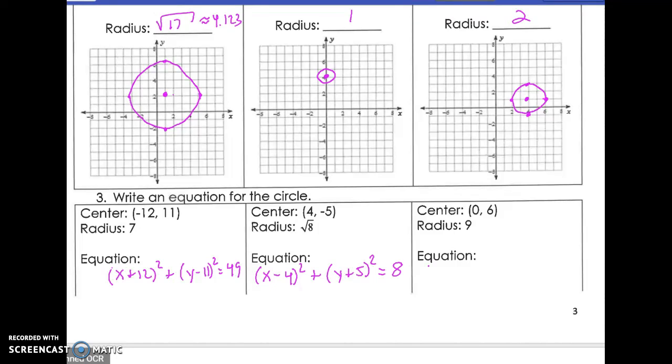The last one, we're going to have x minus 0, which means we just have x squared, plus (y minus 6) squared equals 81, which is 9 squared. And that's it.